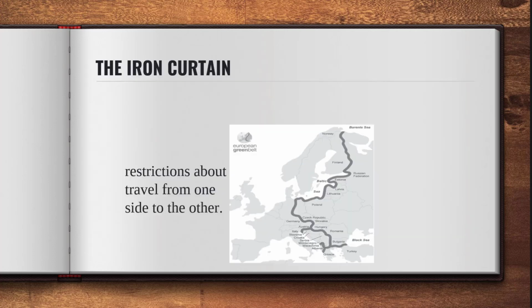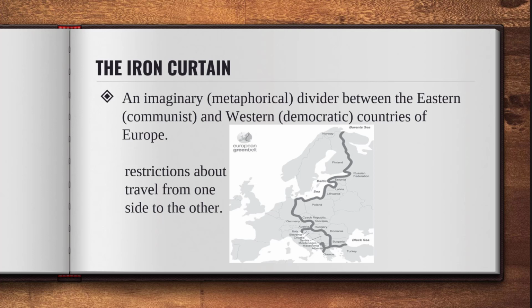All right, so the Iron Curtain. The Iron Curtain was an imaginary or metaphorical divider, you guys know about metaphors, between the Eastern and communist and Western or democratic countries of Europe. And there were restrictions on travel from one side to the other. So you can see in this map a dividing line, kind of a boundary. It was imaginary. There wasn't a wall. There wasn't an actual iron curtain. Imagine that would be impossible to pull all that way across Europe.